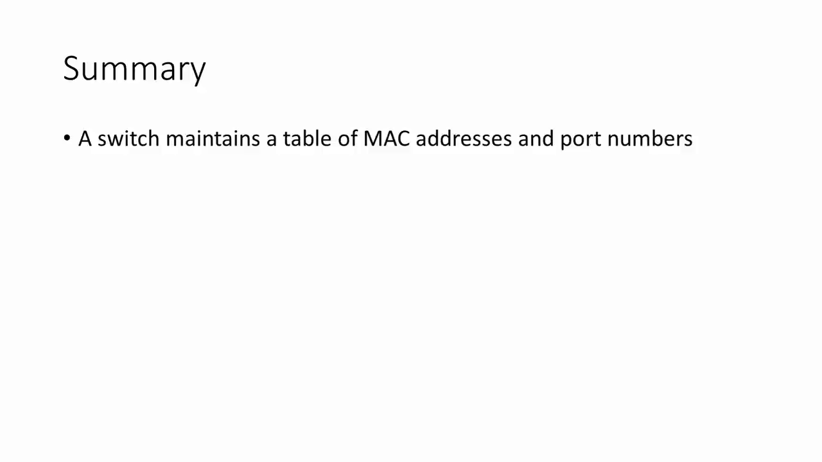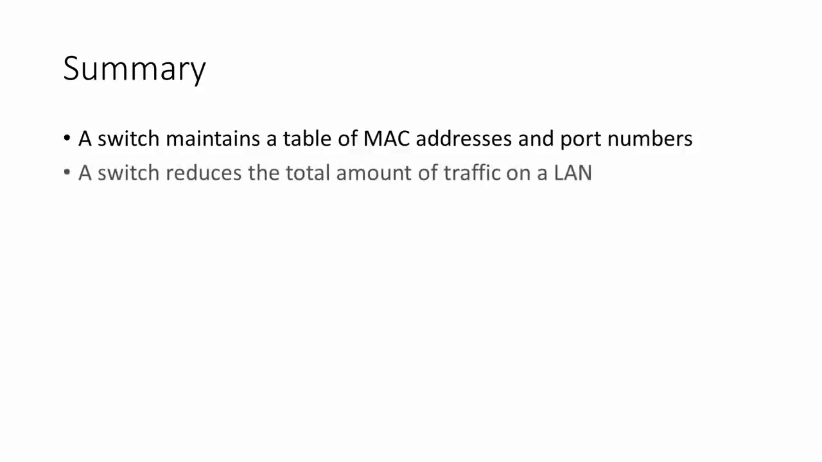Let's recap. A switch knows the MAC address and the port number of every computer connected directly to one of its ports. It stores this information in a forwarding table in its own memory. A switch can reduce the overall amount of traffic on a LAN because each computer is in its own collision domain.